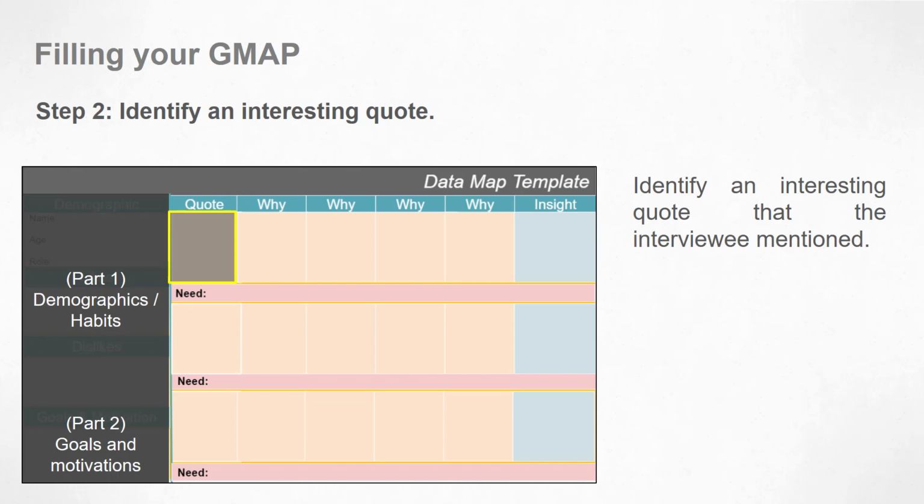Step 2. Identify an interesting quote. So this section, if you remember part 3, this section are quotes pertaining to the problem statement. So they should be related to what you are investigating about. Anytime you find something interesting related to the problem statement that the interviewee stated, that is where you should insert that quote here.